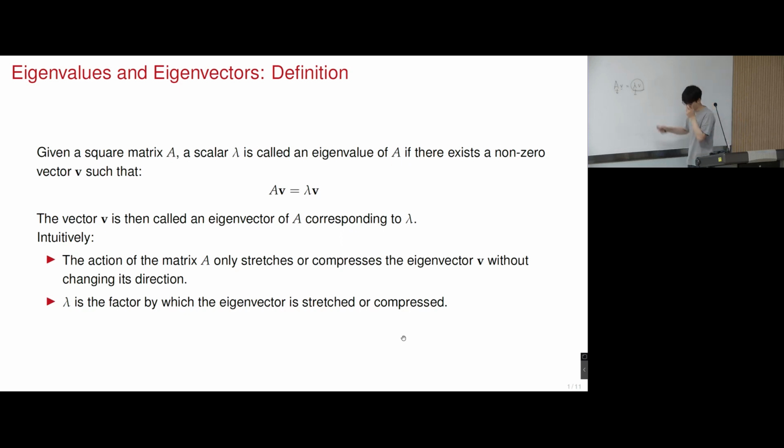So if this case holds and V is not 0, then we call this lambda the eigenvalue, and we call this V, which is non-zero, the eigenvector. All right.